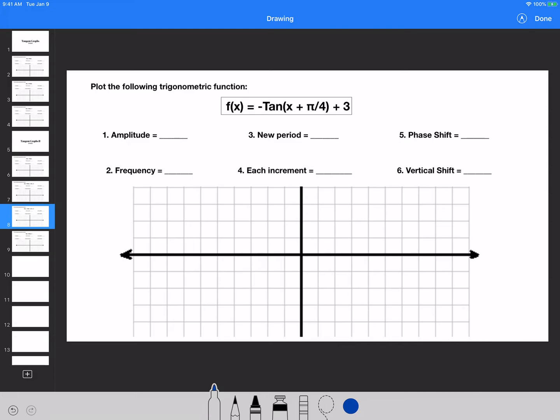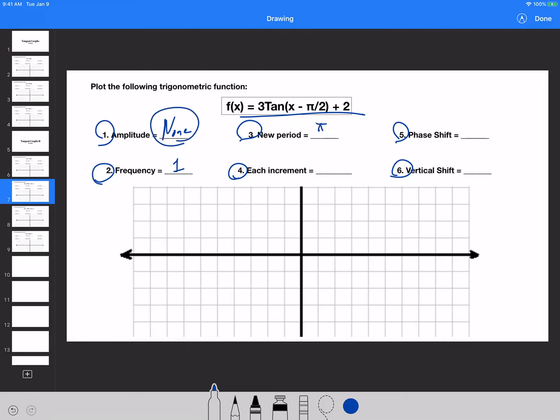For today's homework, you're going to get similar questions. Suppose I give you a question like this, and I ask you to fill out all of those 6 components. Now, for the frequency part, we're still just going to say 1, and then the new period is still going to be pi. That will still stay the same. The amplitude, what do we say? We always write none, because for tangent graphs, we really don't have an amplitude.